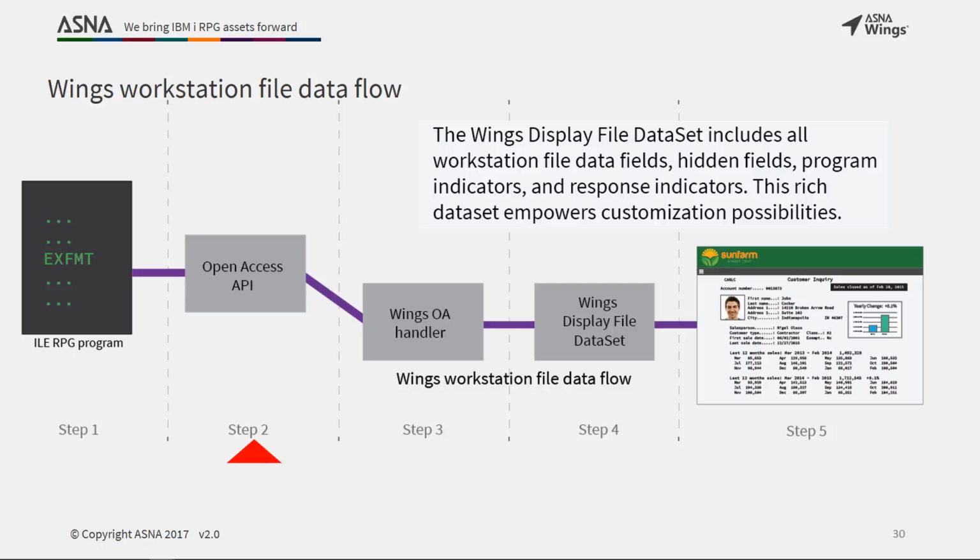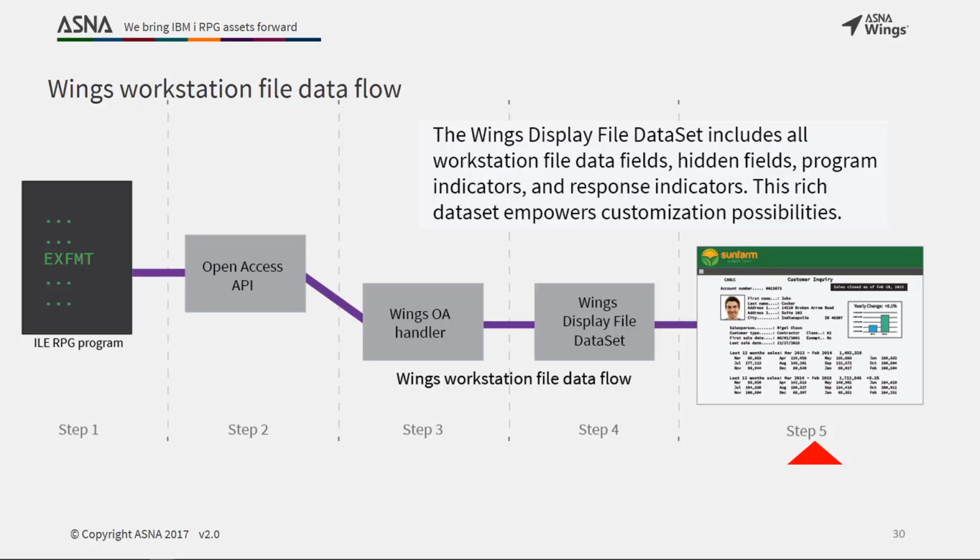In step 2, because of the presence of that handler added to the RPG program, the IBM i operating system redirects the workstation file data to the Open Access API. In step 3, the API passes off that data to the Wings Open Access handler, where it's going to manipulate that data. And in step 4, the Wings Open Access handler will emit what we call a Wings display file data set, which sends this display file data onto the Wings presentation layer. In step 5, then, the Wings display file data set is rendered to the client's browser.